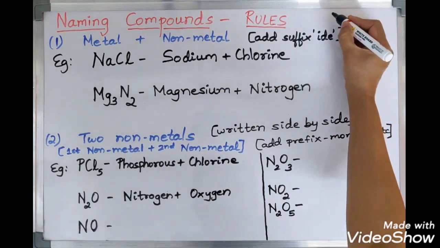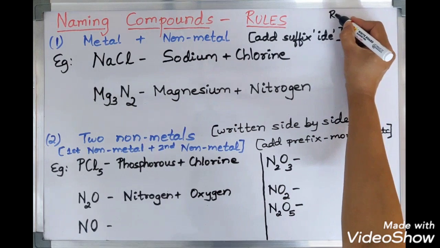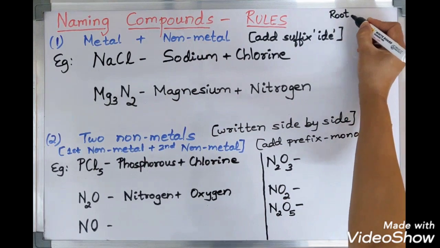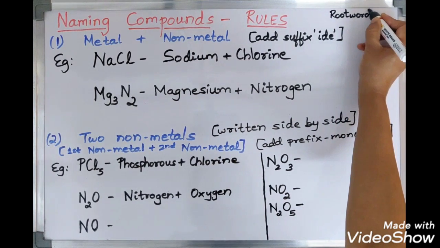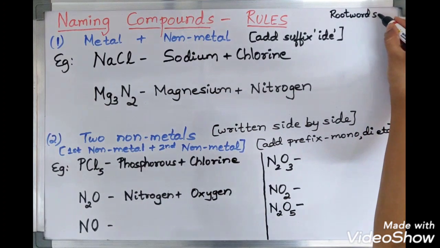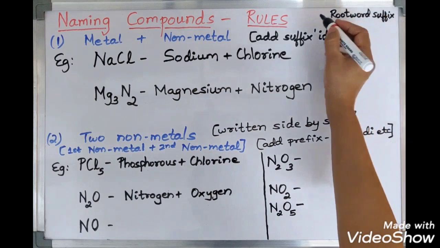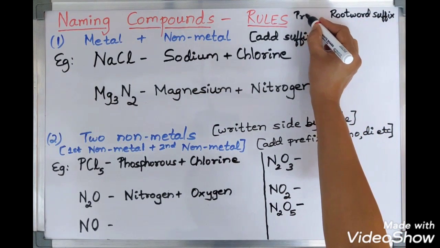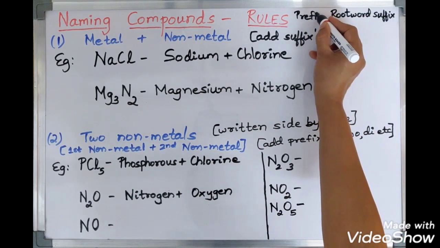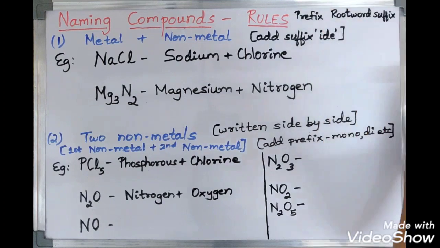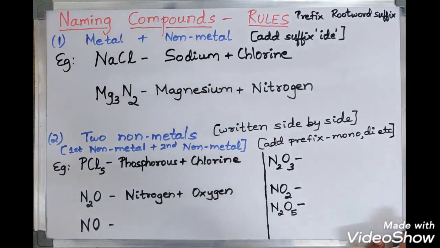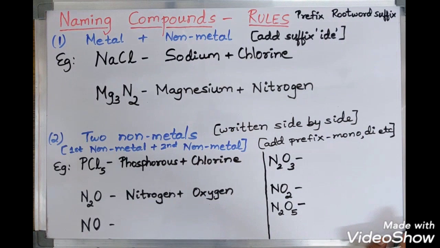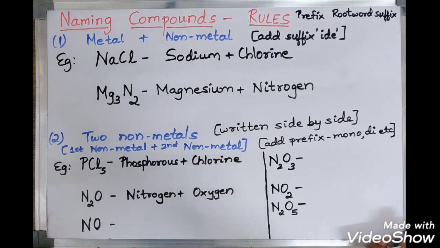What do we mean by suffix? Now, whenever you name compounds, we have what is called as a root word. What we add after the root word, we call it as suffix. What we add before the root word, we call it as prefix. Prefix is always before, suffix is always after the root word. Now here let us learn this rule with some examples.